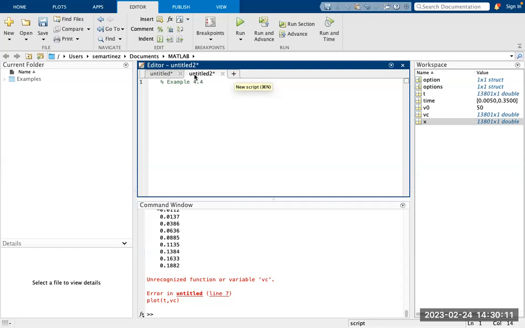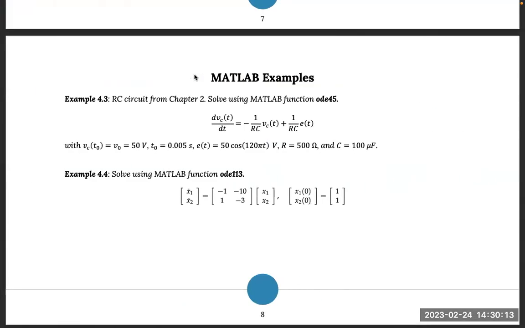Example 4.4, which is going to be this one. So this is the same linear system that we used. Of course, we can work out any nonlinear system, but as an example, to learn how to use MATLAB, we're going to use this one. And I'm going to give you some literal homework for later.